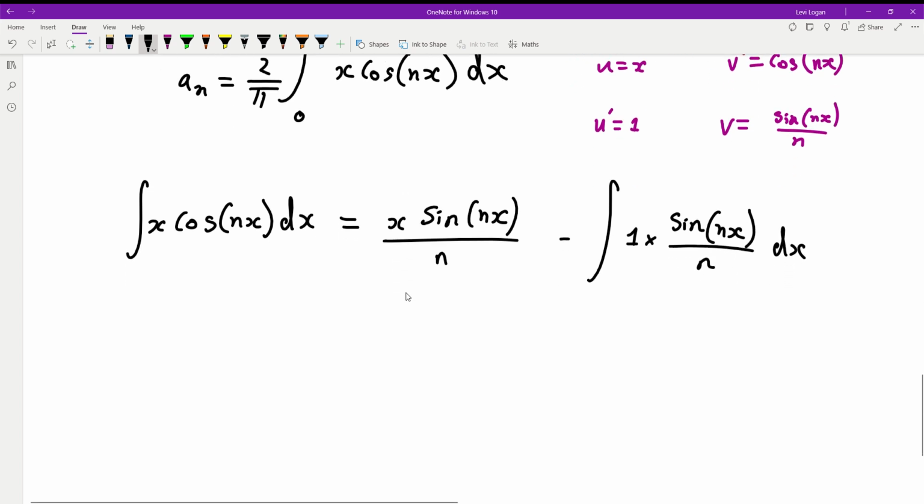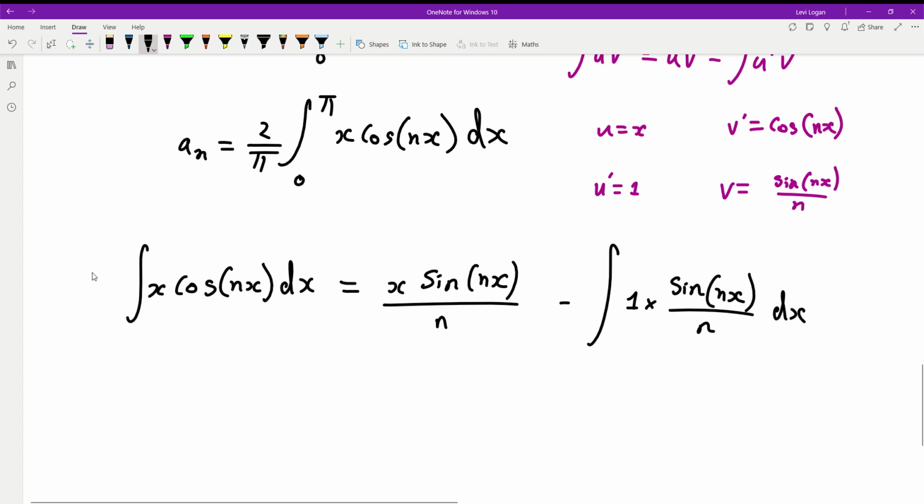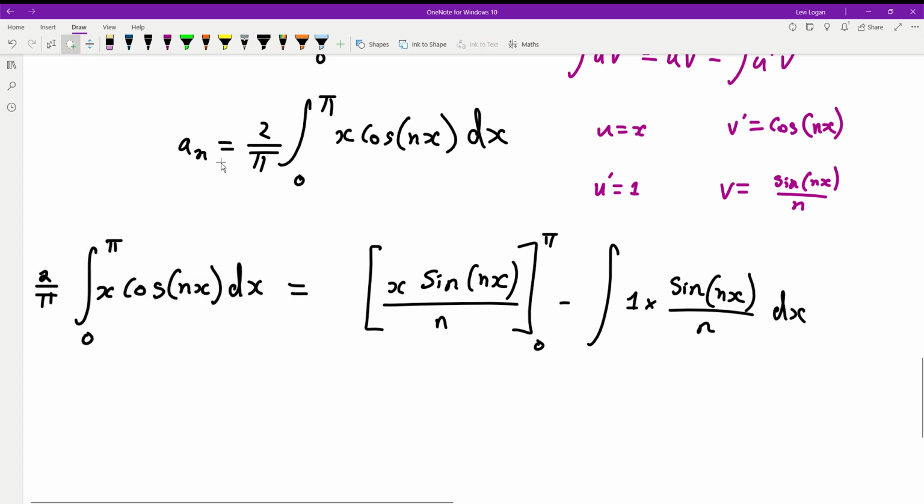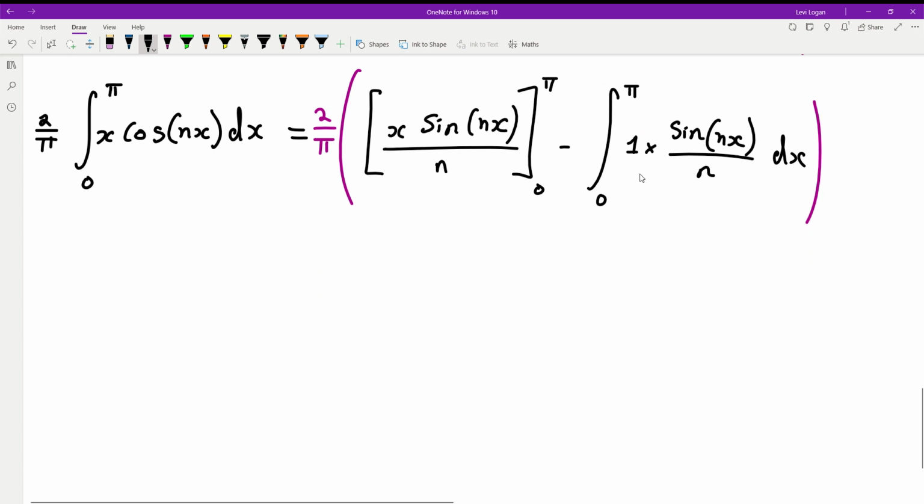Okay? So now we have to include our bounds. Because we had a 2 on pi at the front and bounds from 0 to pi, here we can put square brackets from 0 to pi, and we can't forget that 2 on pi at the front. So this goes around everything here. So 2 on pi, yep. And then forget the bounds on the other integral for now. We've got another integral we need to work out, but we should evaluate the square brackets straight away.